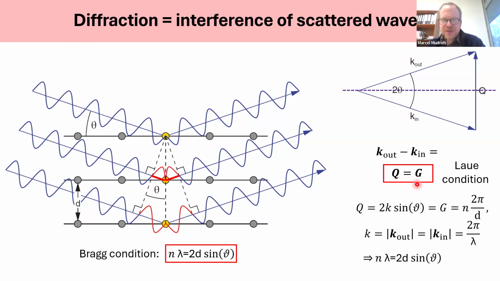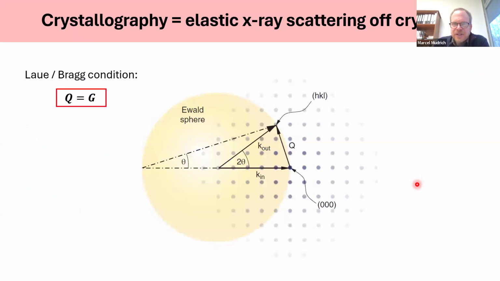So this is just to remind you of the Laue condition, which is equivalent to the Bragg condition, because the Laue condition is important for explaining and visualizing elastic scattering and diffraction imaging, which will be another topic of another tutorial shortly after the Christmas break.